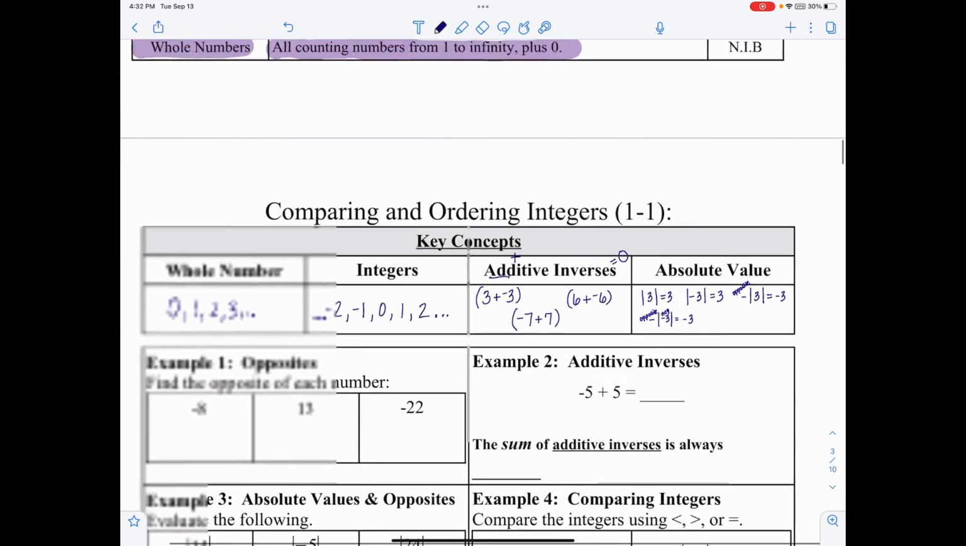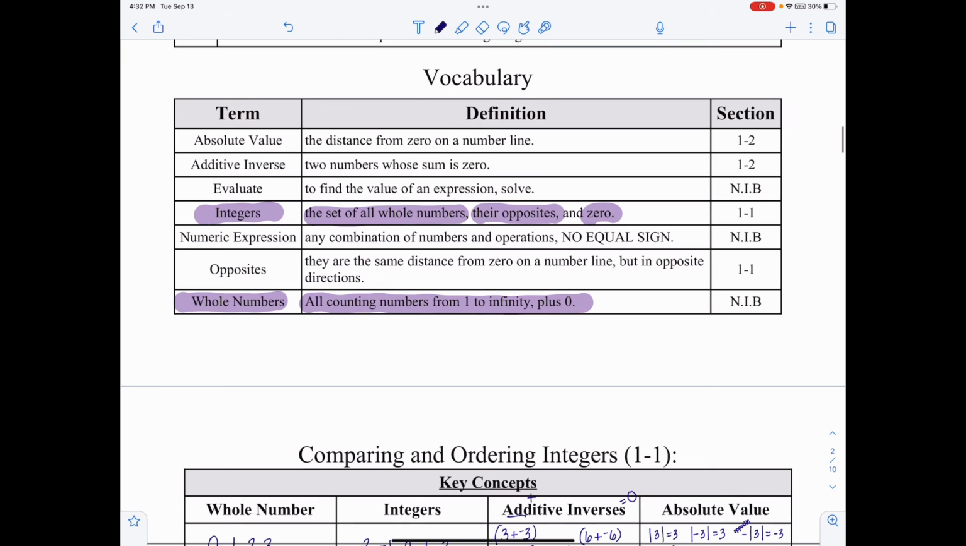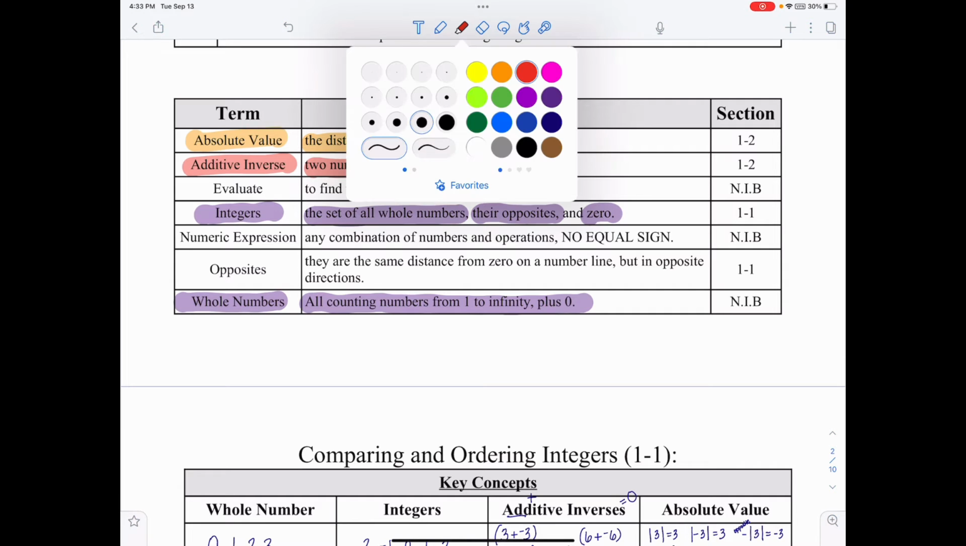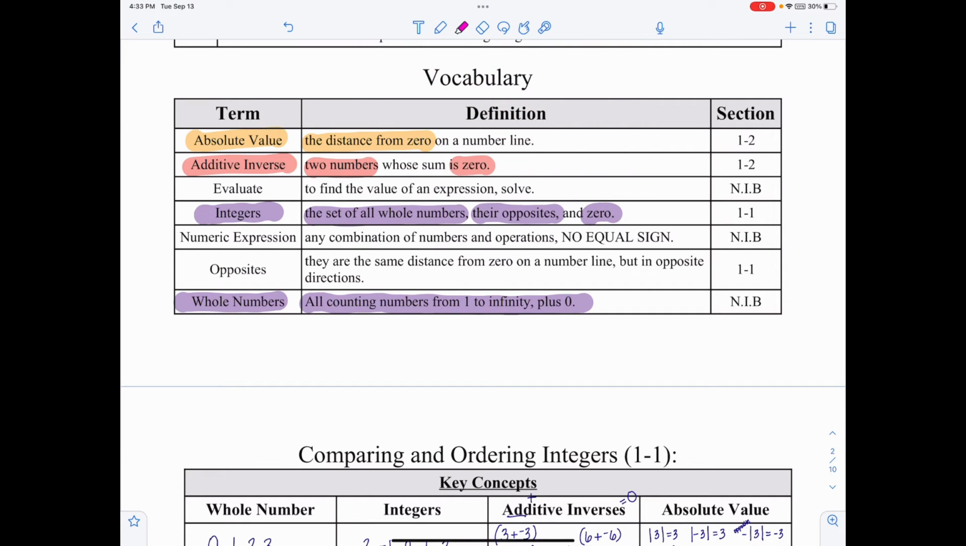So let's go ahead and look back up. You can see in your vocab here, it does say that absolute value is the distance from 0, whether it's on a number line or in a vertical number line or whatever the situation is. So that's absolute value. We already looked at the additive inverse, which is two numbers whose sum always equals 0. We are going to look at this word evaluate in a little bit here.